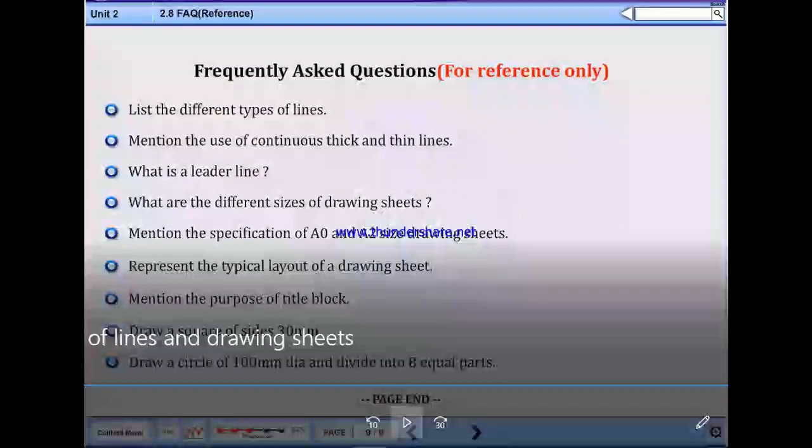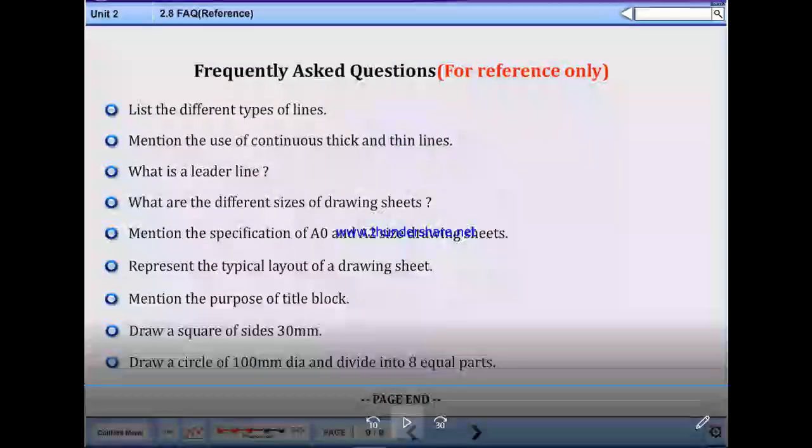Now the frequently asked questions, you note down all for the purpose of examinations point of view. Note down all. List the different types of lines. Mention the use of continuous thick and thin lines. What is a leader line?